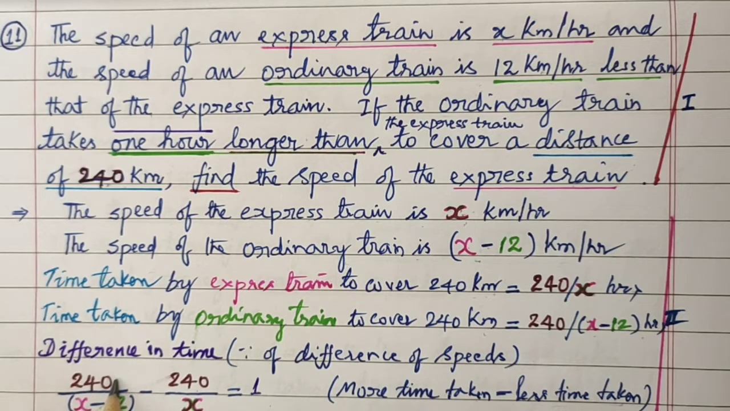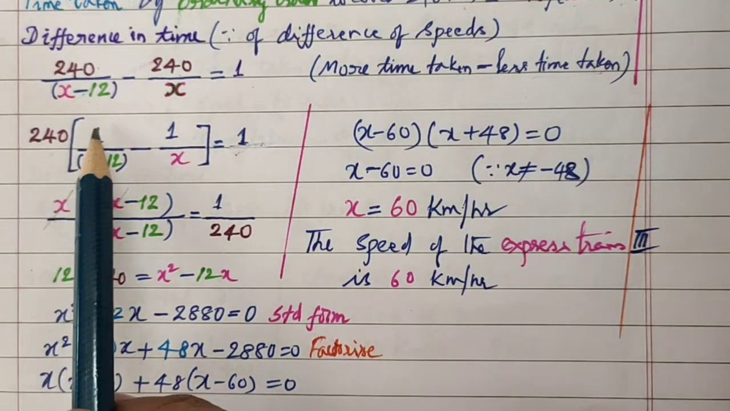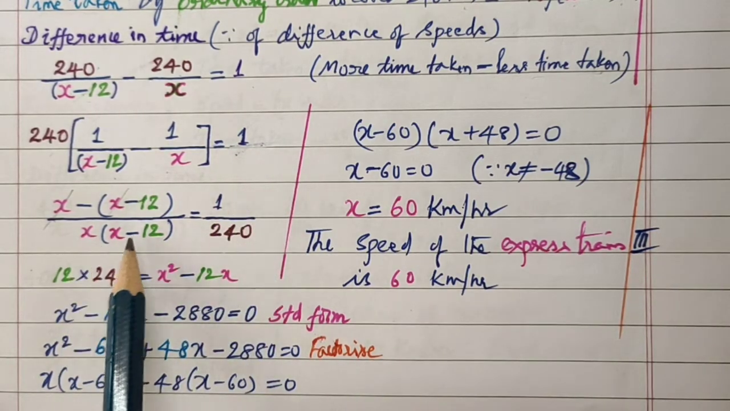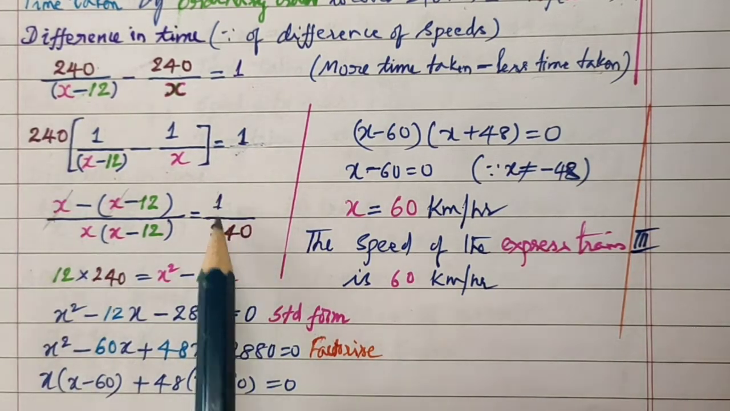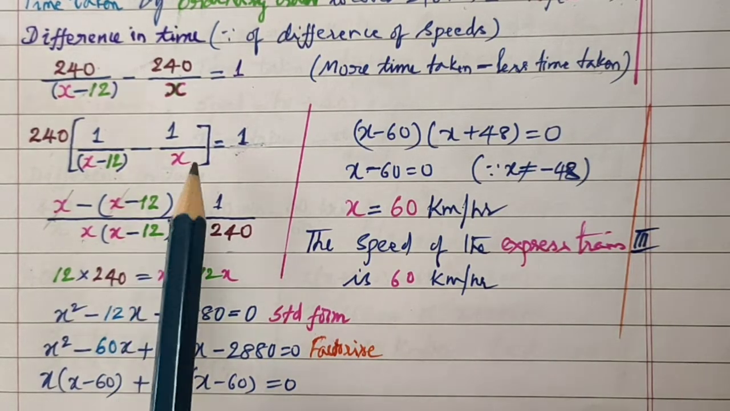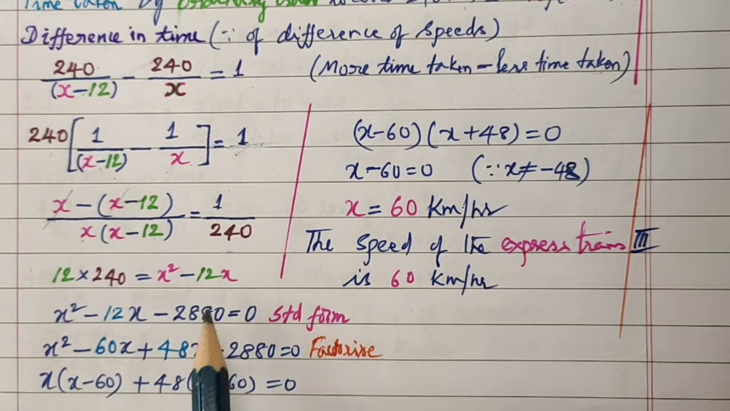Then take out, this is the relation. Once you get this relation, rest will become easy. Take out 240 as common. 1 divided by x minus 12 minus 1 by x is equal to 1. Then take the LCM, then cross multiply, 1 divided by 240 it will come. Take out the LCM of these two, x into x minus 12. This goes here, x minus, this goes here, x minus 12 is equal to 1 divided by 240.